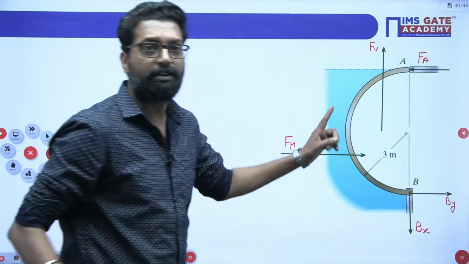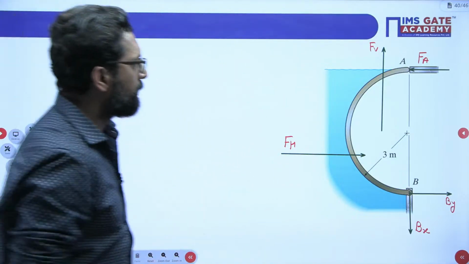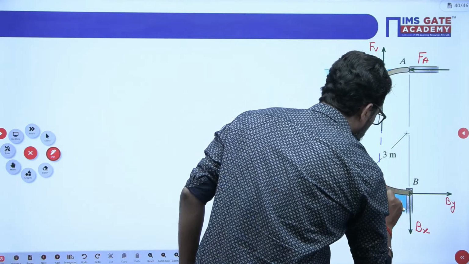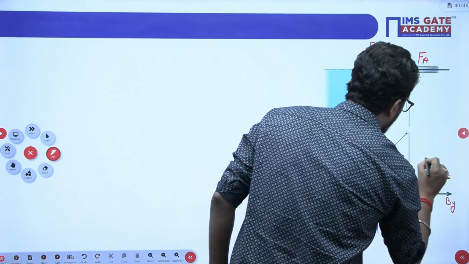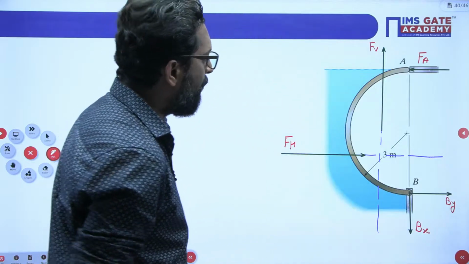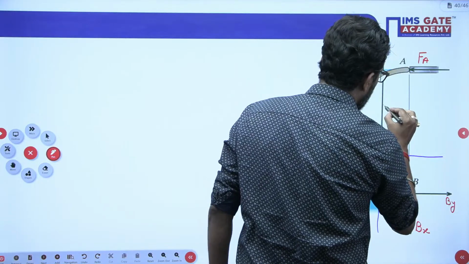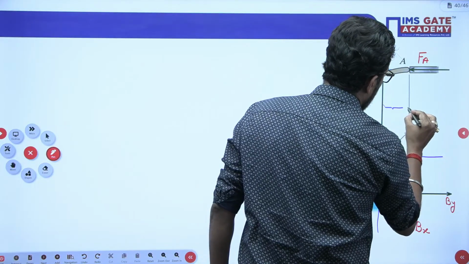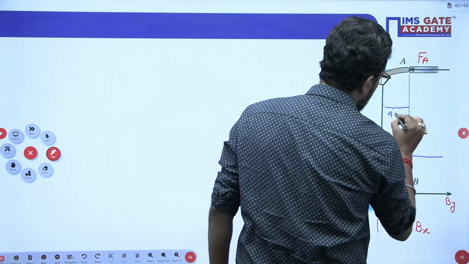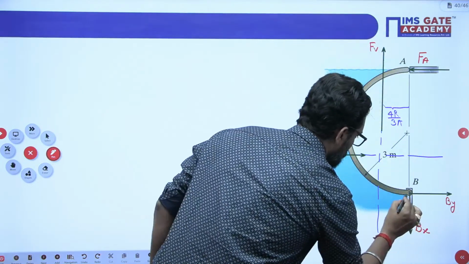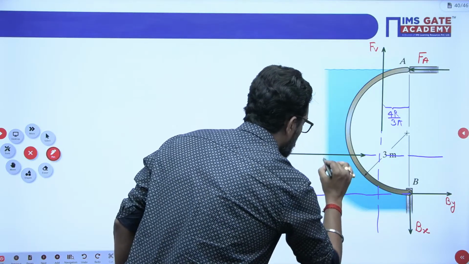Is there any force other than that? No. Now we have to find all the forces. This distance we have is 4r by 3 pi. This distance we have is h by 3.